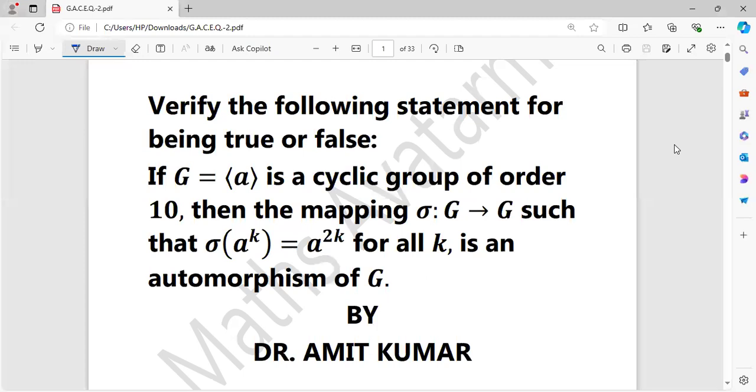So today we are going to see this question. Verify the following statement for being true or false. What is the question? If G is a cyclic group, that is, the generator is a. This is a cyclic group. G is a cyclic group of order 10. Then the mapping sigma from G to G such that sigma takes a to the power k to a to the power 2k is an automorphism. So we have to verify whether this statement is true or false.